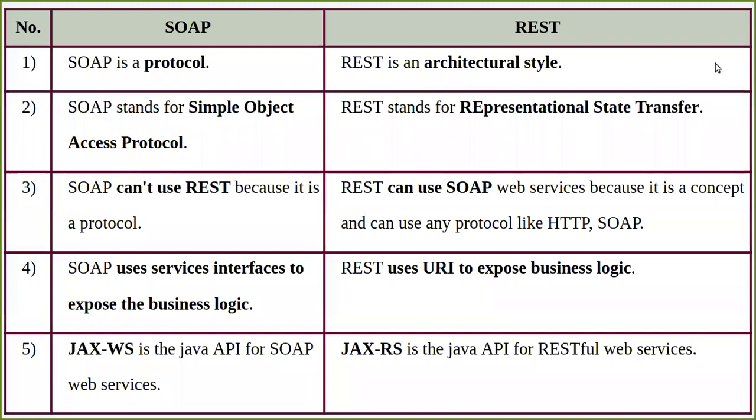So SOAP and REST each have their own API, that is JAX-WS and JAX-RS. Why am I giving you all this information? Because whenever we implement web services between the client and the EJB, you can easily download this API from the internet and add it into the existing libraries where all your APIs are present. So that you can do.